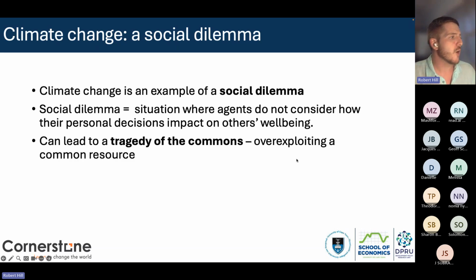So, for example, if we have a social dilemma where, like climate change, you end up making decisions that lead to the overexploitation of some kind of common resource. So, for example, like overexploiting the atmosphere, we could end up with what we call a tragedy of the commons.